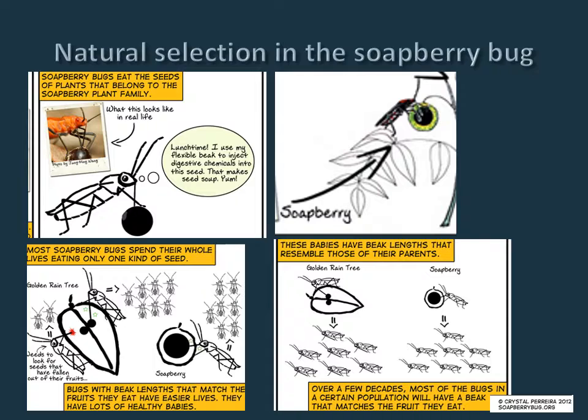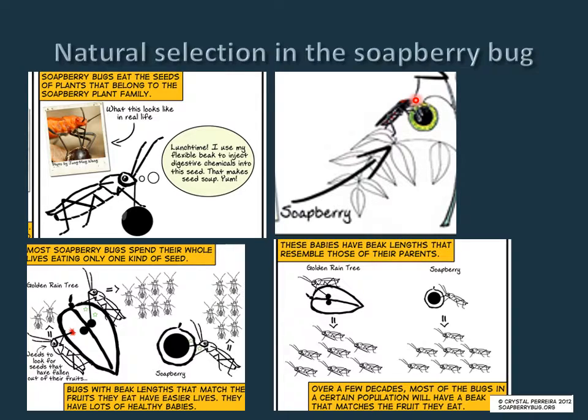So soapberry bugs eat the seeds of plants that belong to the soapberry family, and they'll spend most of their life eating just the soapberries. Since that's the only thing they eat, the size of the soapberries is closely related to their beak length. It's a little fuzzy here, sorry, but they have these long, slender beaks that go through the outside of the fruit and inside to the center, to this berry. Then they secrete enzymes into that berry to dissolve it and digest it.